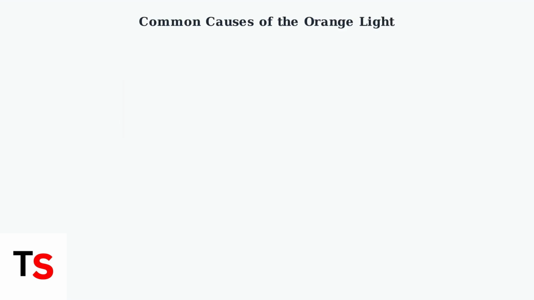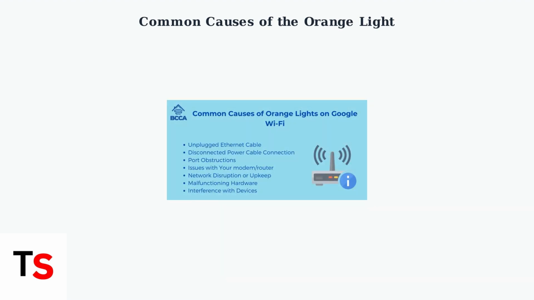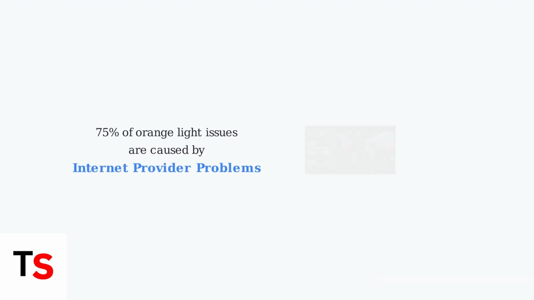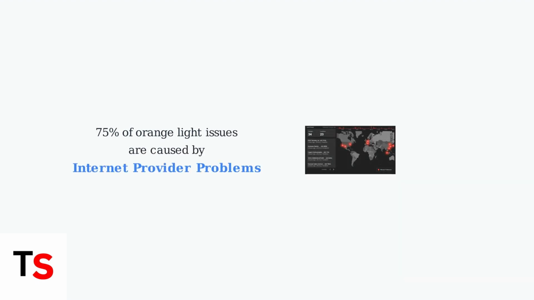There are several common causes for the flashing orange light. These include internet outages from your service provider, loose or damaged Ethernet cables, outdated firmware, hardware malfunctions, network interference, and incorrect network configuration. Statistics show that around 75% of the time, the orange light is due to a signal problem from your internet provider. Network outages and service disruptions are the most common culprits behind connectivity issues.